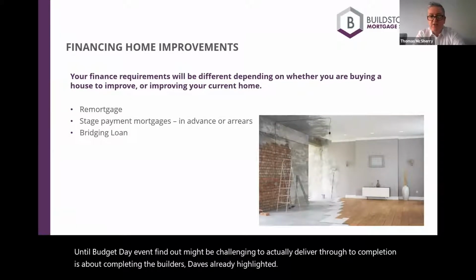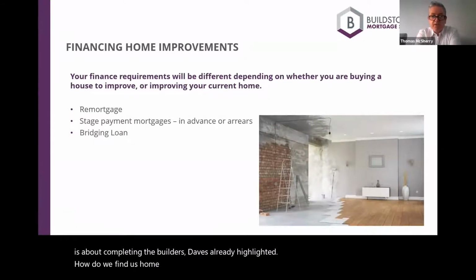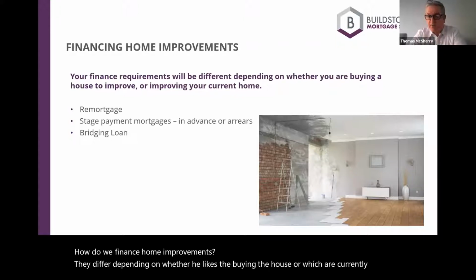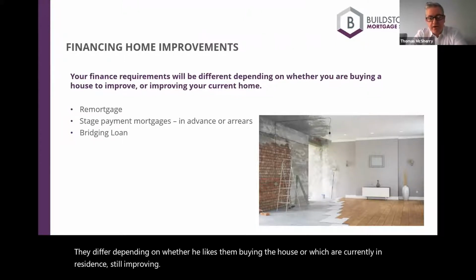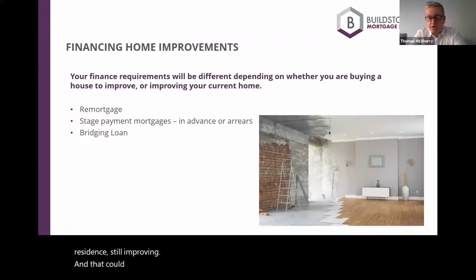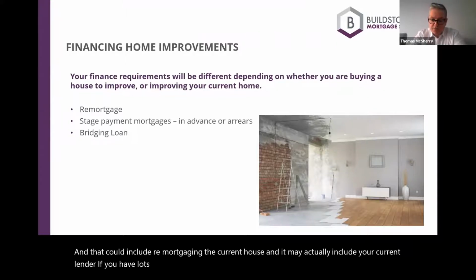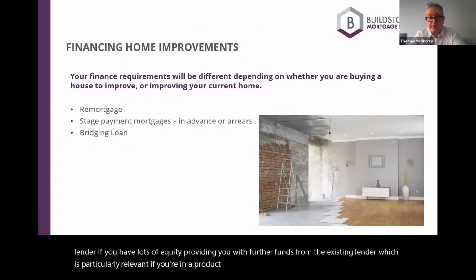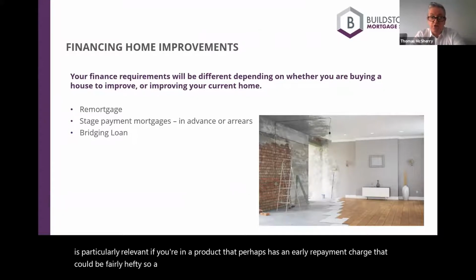How do we finance home improvements? They differ depending on whether you're actually buying the house or if it's your current main residence that you're improving. And that could include remortgaging the current house. It might actually include your current lender if you have lots of equity, providing you with further funds from the existing lender, which is particularly relevant if you're in a product that perhaps has an early repayment charge that could be fairly hefty. So a further advance from the current lender is also worth considering, or indeed remortgaging.